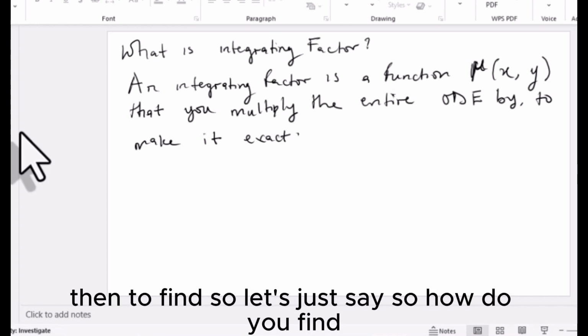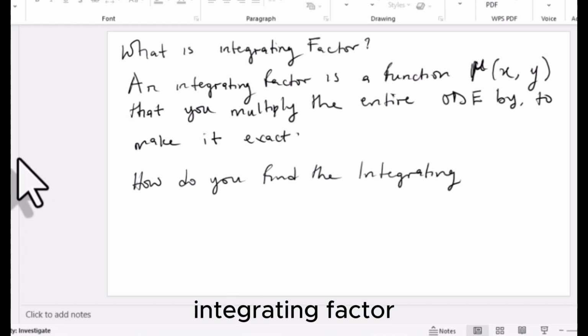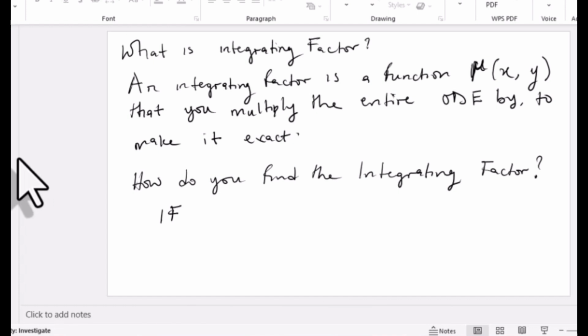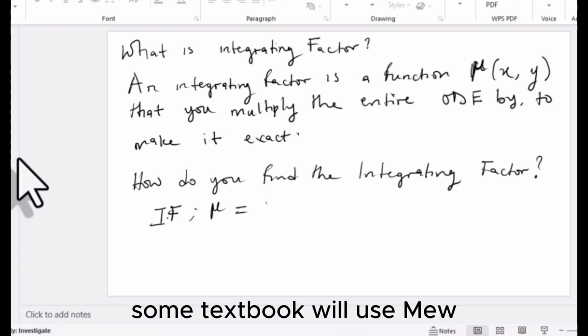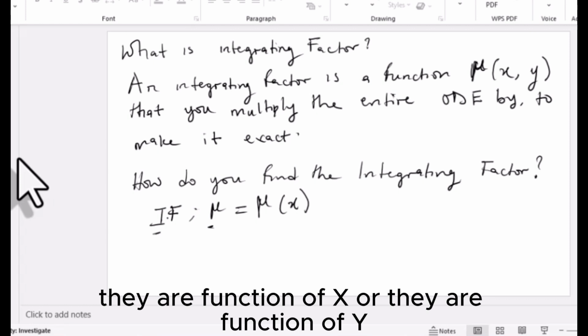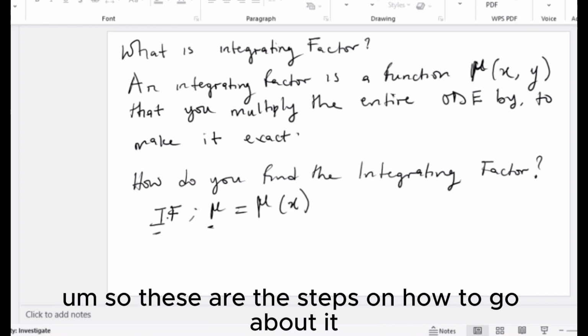So how do you find the integrating factor? You can just call it I, or you call it mu. Some textbooks use mu, some use I for the integrating factor. Sometimes the integrating factor is a function of x, or it is a function of y. So it's a kind of testing stage actually. These are the steps on how to go about it.